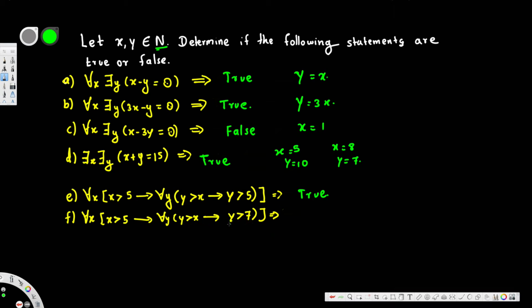But it's not true, because y greater than x means it's starting from 7, 8, 9, 10, but greater than 7 means 7 is not included. So this is false. This can be true if they put the sign greater than or equal to, then we will have 7 also included. In that way that might be true, but this is false as the question is given. If we include this one, it's true, otherwise it's false. And that's how we do that.